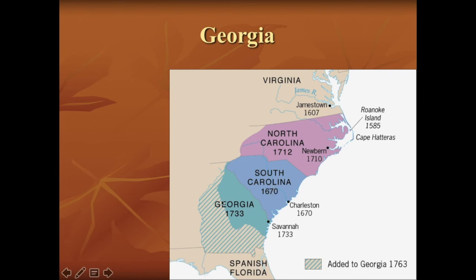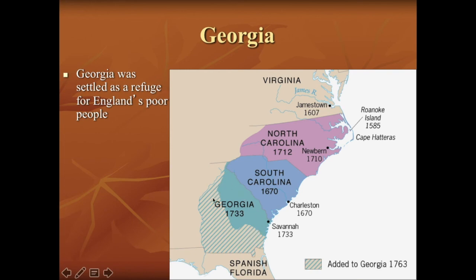So they basically create a buffer zone, which you see here is the last of the colonies to form, and that will be Georgia. So if we're going to create this colony, Georgia, who are we going to put there? The English are going to use this as a place to put some of the poorest people in England. People that were so poor that they were in debt.